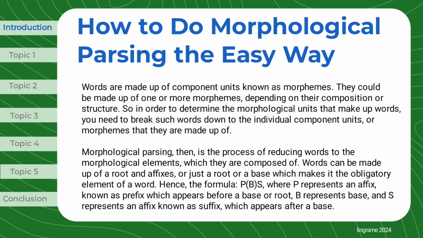Morphological parsing, then, is the process of reducing words to the morphological elements which they are composed of. Words can be made up of a root and affixes, or just a root or a base, which makes it the obligatory element of a word. Hence, the formula PBS, where P represents an affix known as prefix, which appears before a base or root, B represents base, and S represents an affix known as suffix, which appears after a base.